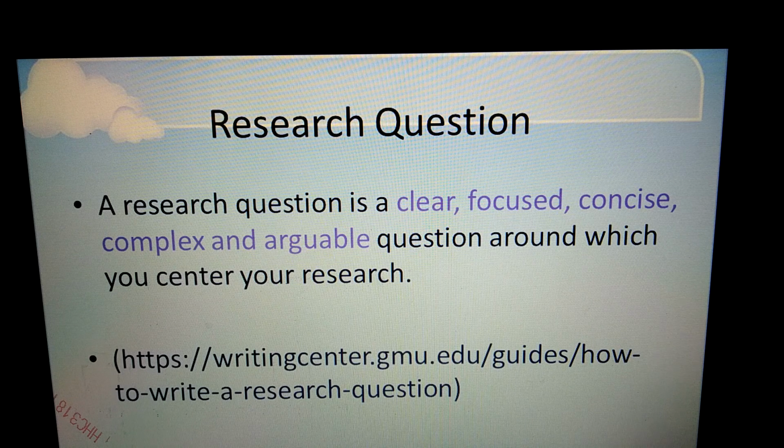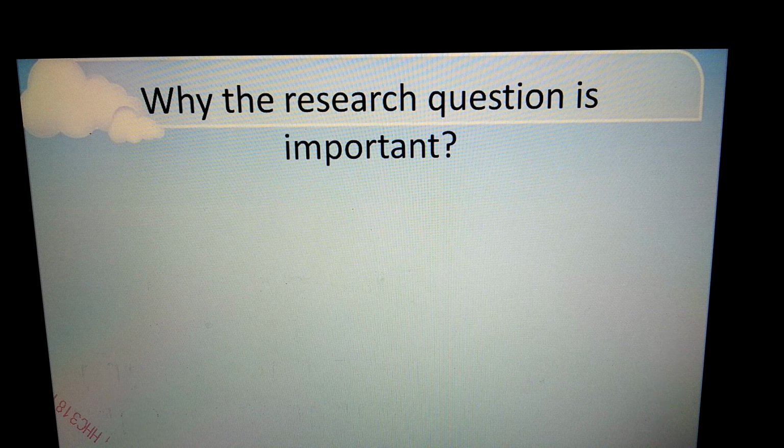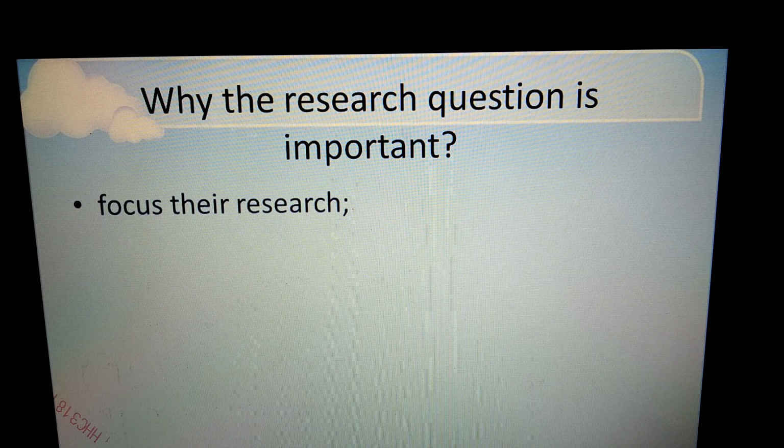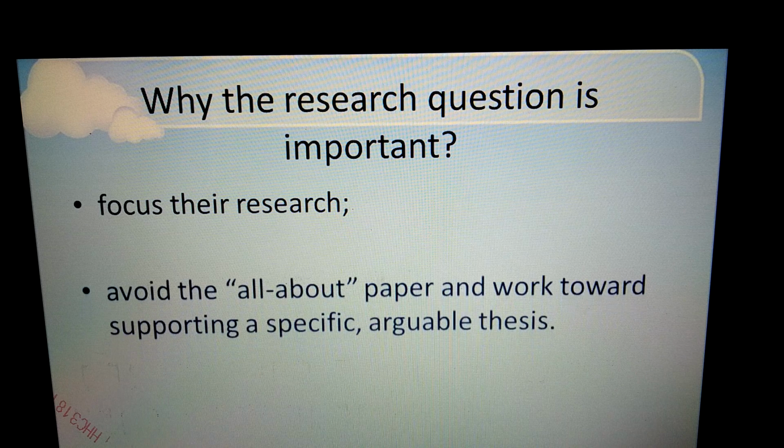Why is it so important? First, it can help the writers focus their research. Second, it can help the writer avoid the all-about paper and work towards supporting a specific arguable thesis. It means that it helps the writers focus on one point of the thesis, not all around the paper.